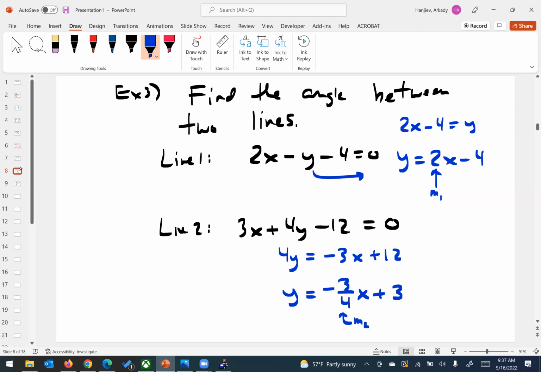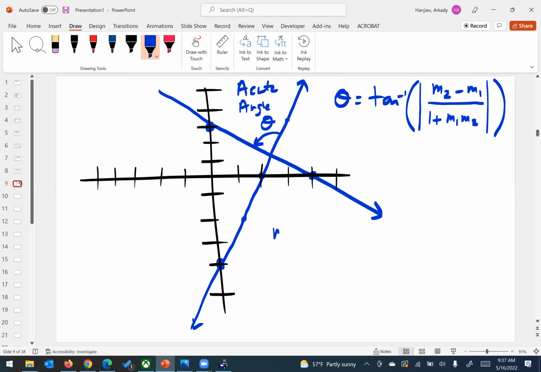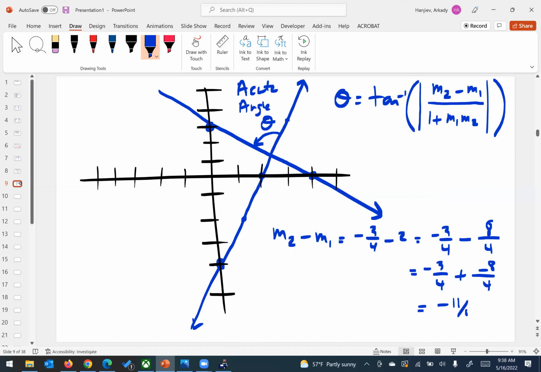So 2 minus -3/4. So M2 minus M1. It's absolute value, so it's not negative 3/4, right? We can do it all the way at the end though. So this would be 8/4, this would be -3/4 plus -8/4. So on top, I got myself a -11/4. You guys okay there? That's just M2 minus M1. And take away the negative, so it's just 11/4.